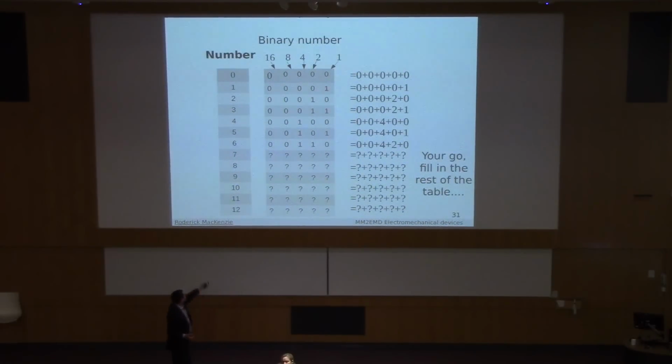So you can finish off this table. So you can fill out the numbers from 7 to 12. Okay? So off you go. And I'll wander around and see how you're doing. We don't have long for this, so just do it as quick as possible. It doesn't matter if you make mistakes. The most important thing is have a go.